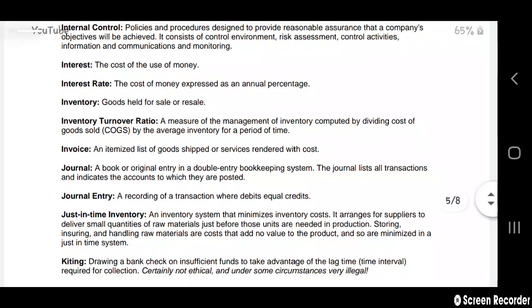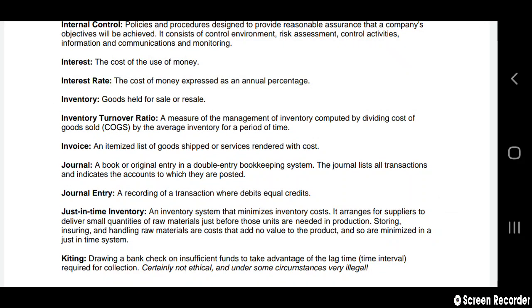Next is interest. Interest is the cost of the use of money. Interest rate is the cost of money expressed in an annual percentage. How much cost of money is expressed in the annual percentage is the interest rate.